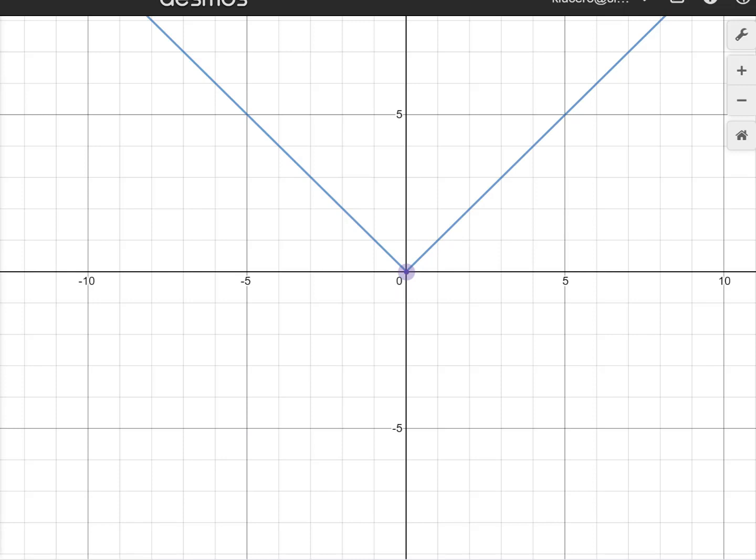This is what we call mathematically a corner. When two lines like this come together and make a sharp corner, we call it a corner. But the derivative itself does not exist right here. And so I wanted to point that out.